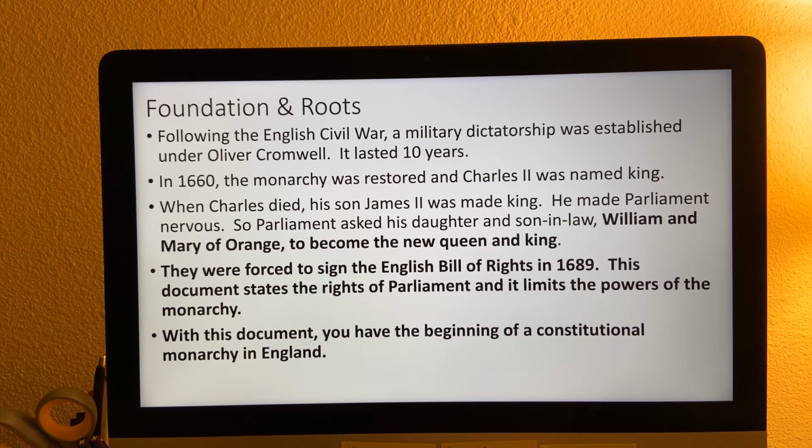They're limited by the English Bill of Rights. This is very important, and England still has a constitutional monarchy to this day. So this is an extremely important document to both the United States and to the English.